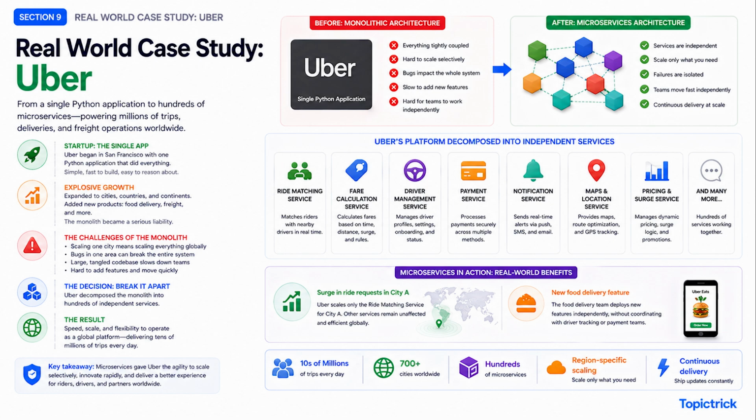When the food delivery product needed new features, the team working on it could deploy independently without coordinating with the team managing driver GPS tracking. The transformation gave Uber the speed and flexibility to operate as a global platform serving tens of millions of trips every day across hundreds of cities, while still being able to ship updates and new features continuously.